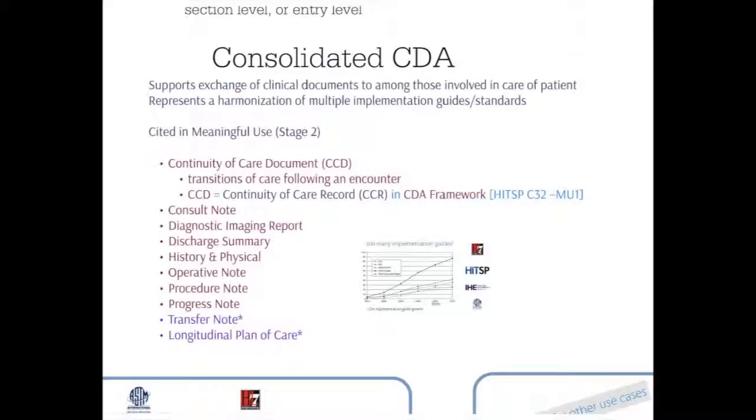So then came the project to consolidate clinical document architecture, what they call consolidated CDA. And this is something that's been on people's radars now as it's cited in Meaningful Use Stage 2. And so this includes both the continuity of care document, which we have touched on. In Meaningful Use 1, they reference the HITSP C32 as the CCD that they're talking about. And when we get to Stage 2 of Meaningful Use, they're using the one that's incorporated within the consolidated CDA.